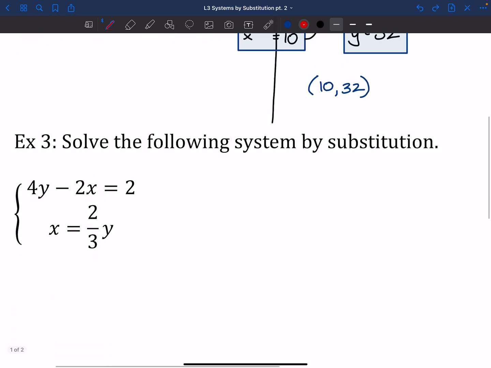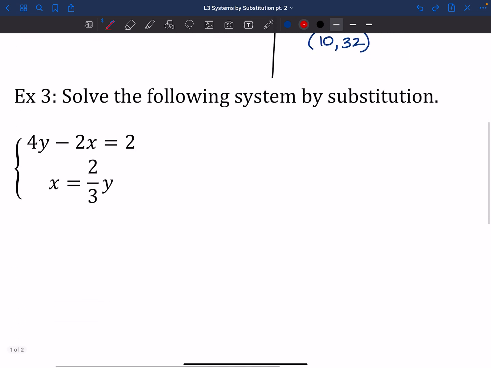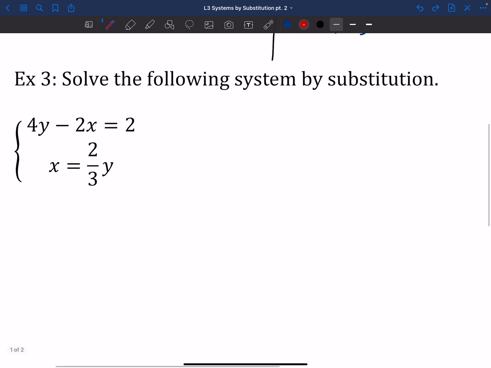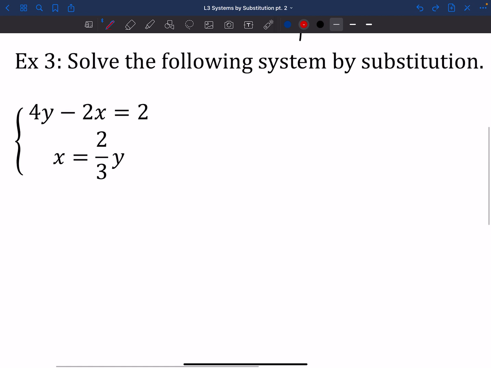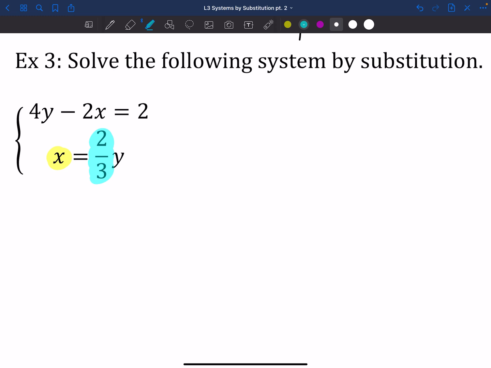Ooh. Let's try one out with fractions. Yikes, right? But it's going to be okay. So just like before, the only thing that's going to be different about the fractions is how we're solving it. Our first step is going to stay the same, just like it was with the last lesson. I know that x is equal to 2/3 times y.